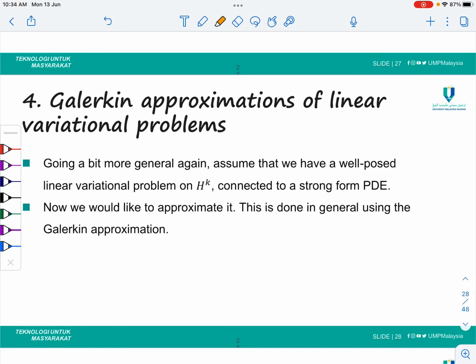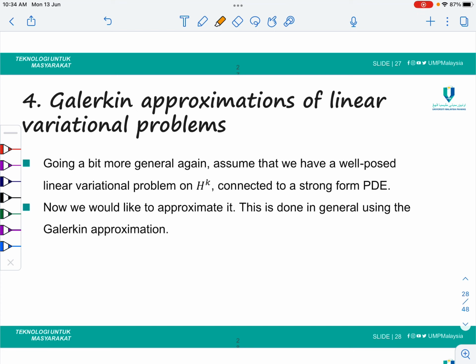Assalamualaikum. Let's continue. We are looking at linear variational problems coming from finite element discretization of PDE. Now we look at the Helmholtz problem and the solution of that. This is a connection of weak form and the strong form. Now we make a connection between the variational form equation and the finite element approximation.